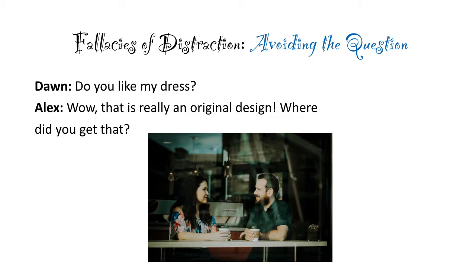Here, Alex is avoiding directly answering Dawn's question. He says other things about the dress and tries to sound enthusiastic about it, but he doesn't actually say if he likes it. We don't know for sure, but maybe he doesn't like it, but he doesn't want to hurt Dawn's feelings.